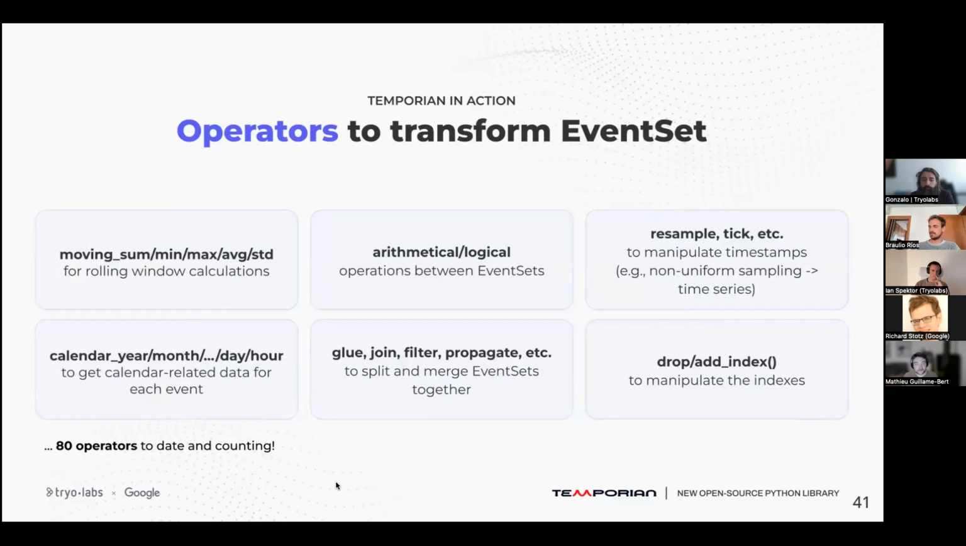All right, we are done with the examples. To summarize, we showed you a few of the around 80 operators that are currently available in Temporian. And of course, all those operators are well documented and attached to examples.